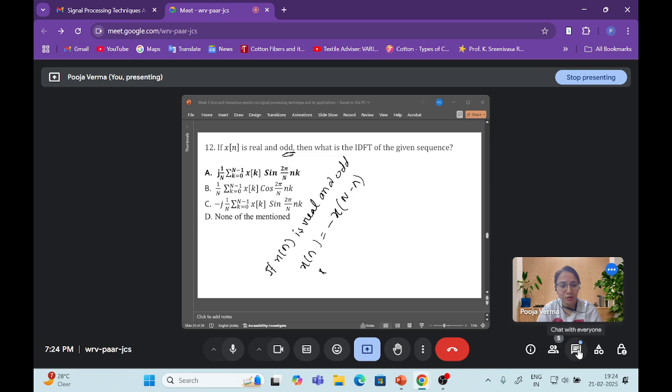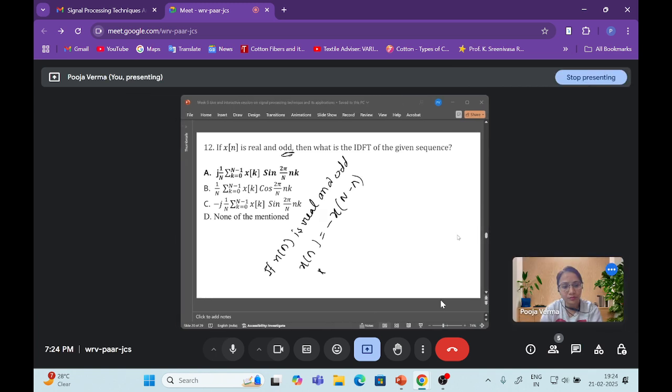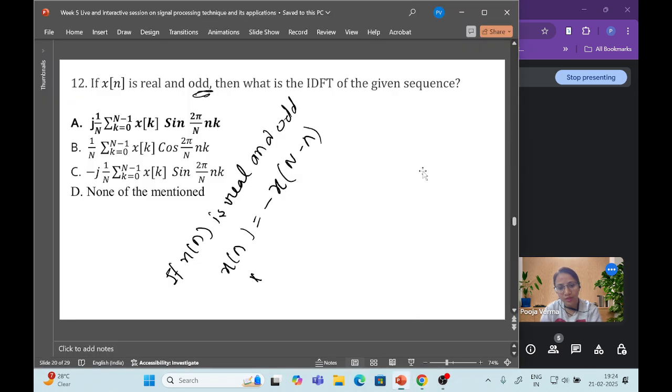Here it is given as real and odd, not imaginary and odd. There are four parts: it can be real and even, real and odd, imaginary and even, imaginary and odd. All four we have to check. So here it is given, and X R of k will be 0 because it is odd.